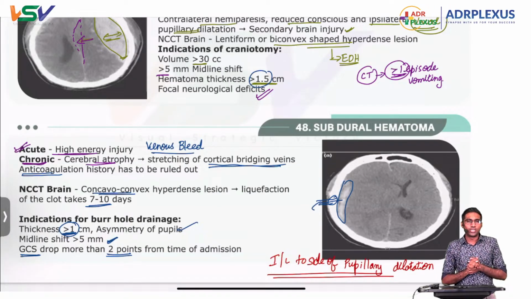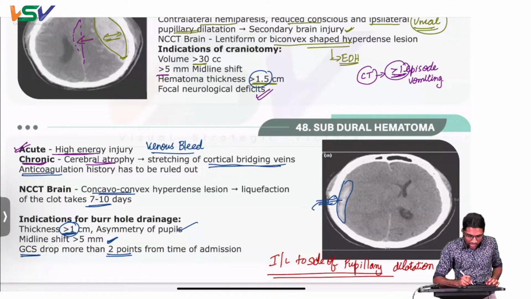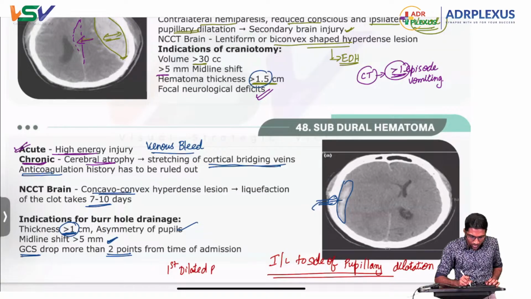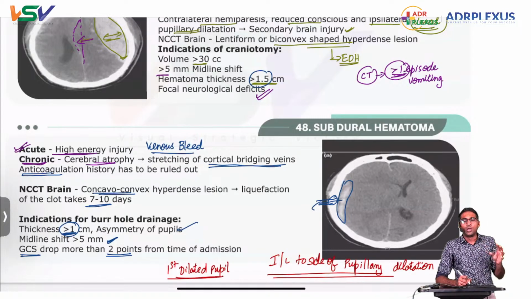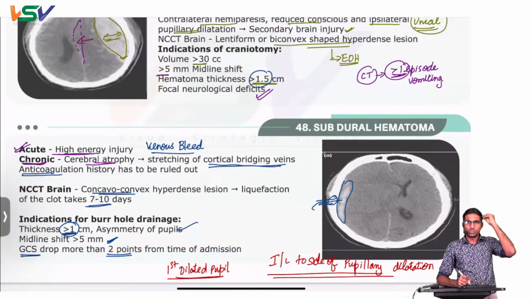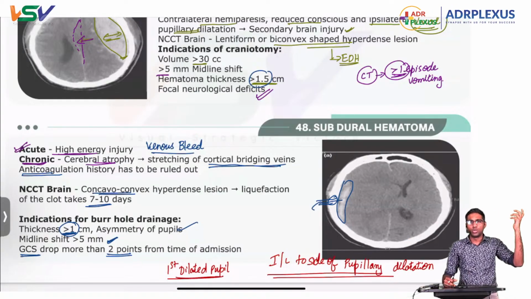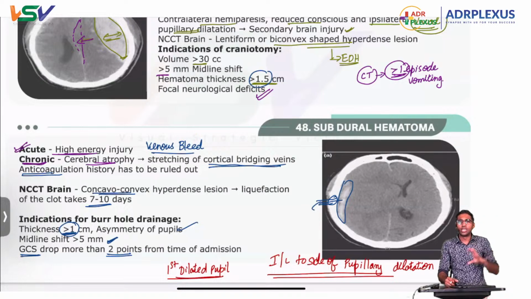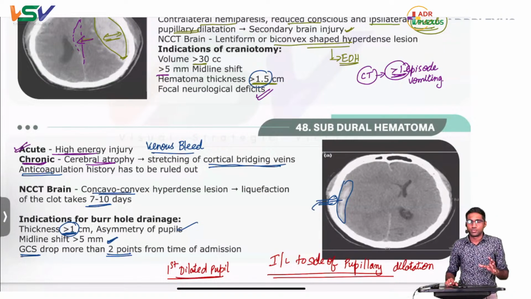But in the unfortunate condition that both the pupils are dilated, what will you do? Choose the side of the first pupil which got dilated. First dilated pupil. Or if you don't know that also, put the hole on the dominant side. So for right-handed individuals, it is always the left side that is dominant. So you try to put a burr hole here, so the dominant hemisphere at least gets saved. Put the burr hole on the dominant side.